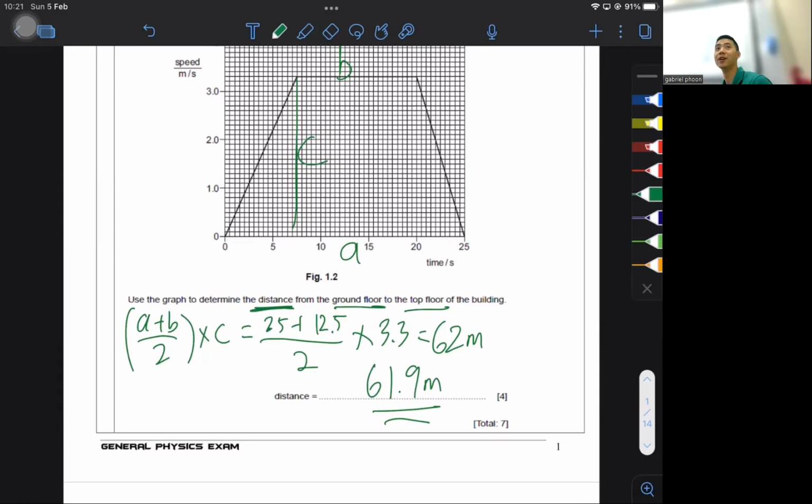61.9. Final answer. Do you get it? Yeah. If you don't like the trapezium method, it's fine, guys. You don't necessarily need to use the trapezium method, especially if you know you're going to be confused here and you know you're going to make some mistake.